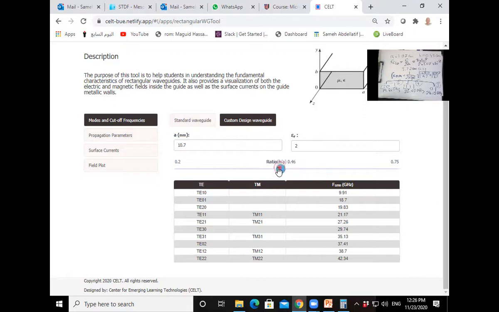Now, if I return back to my 0.4, which is the starting value, I'm going now to increase A, for example, to be 12.